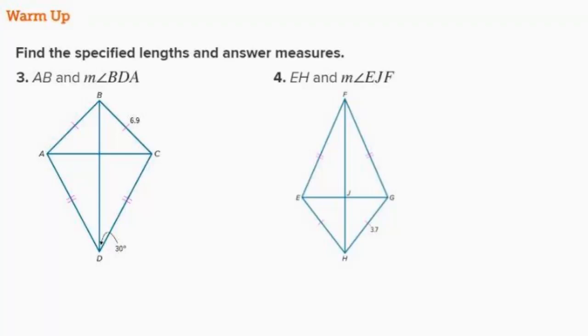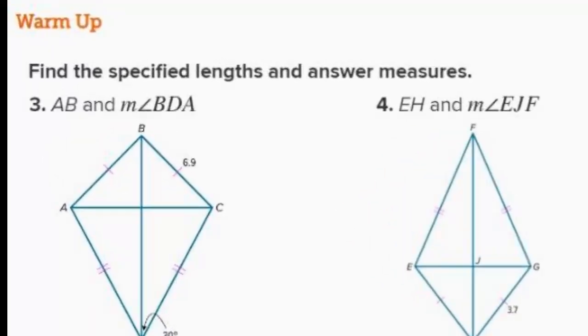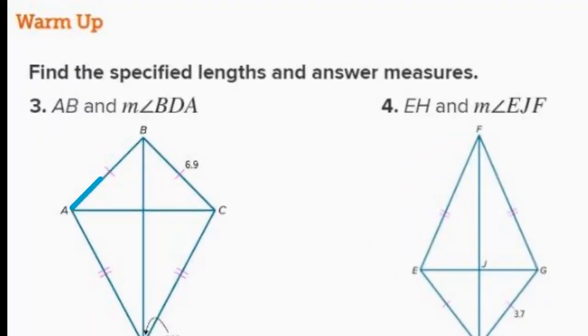All right, let's go ahead and start talking about this warm-up. Number 3, the first thing they want me to find is segment AB, this segment right over here. How big would segment AB be? 6.9. We have a congruence marking on AB and BC. So AB would be 6.9.